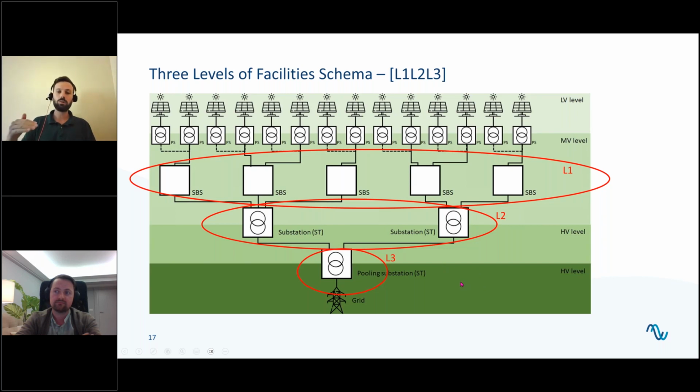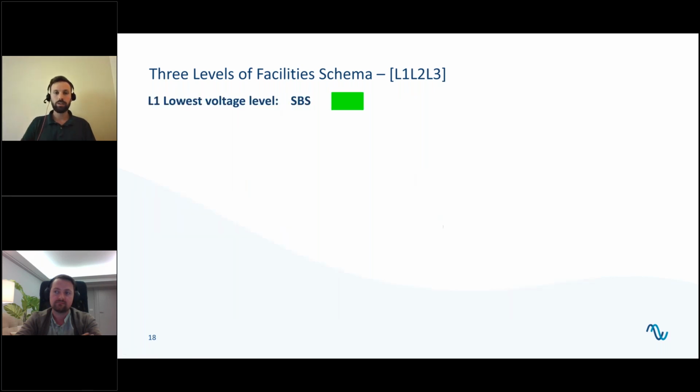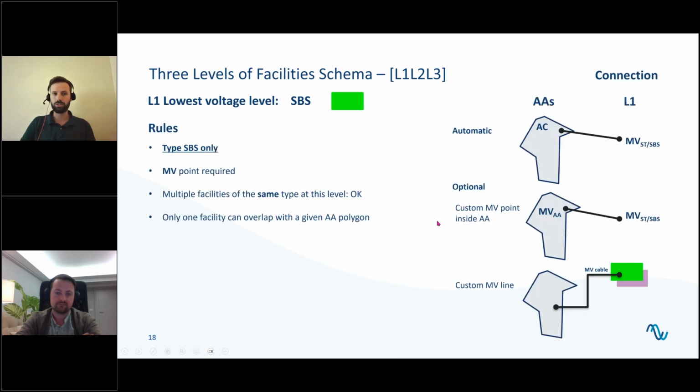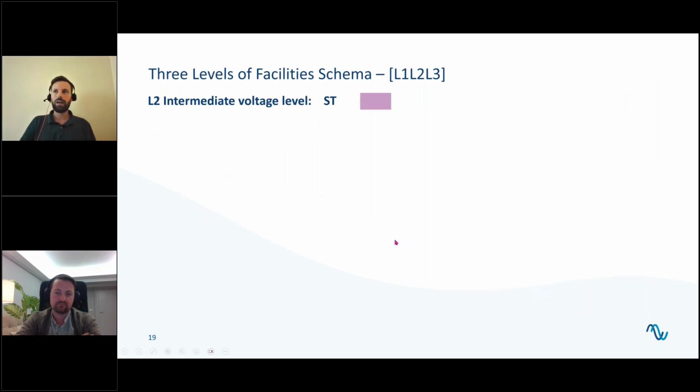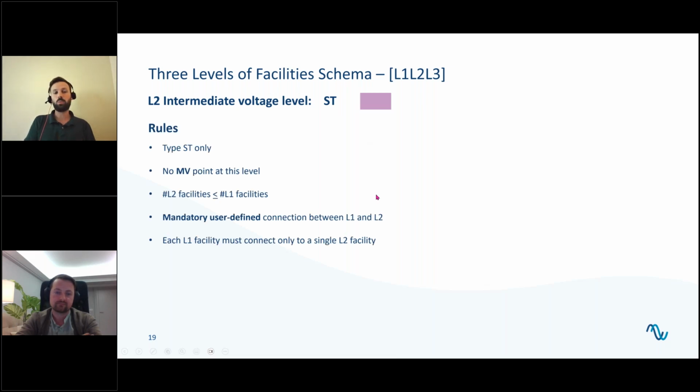As we did before, let's look at the facilities level by level. So at level 1, we have exactly the same rules as before, as the 2 levels. The only difference is that the only facility we can use is the SBS. What about the level 2 facility, also called intermediate voltage level? We can only use the ST polygon in purple, that will be a substation. And here, the main difference with the 2 levels is that we can have more than one facility.